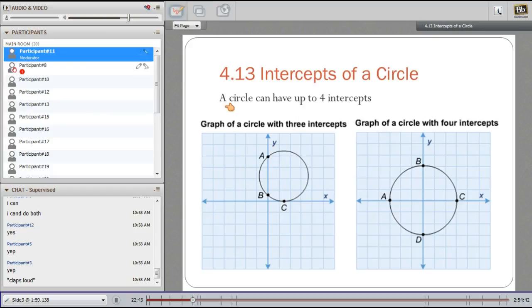Okay, intercepts of a circle. A circle can have up to 4 intercepts. So let's review what intercepts are. When we talk about intercepts, we're talking about where the graph crosses the x or the y axis.